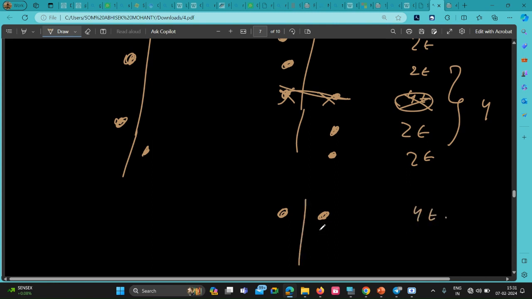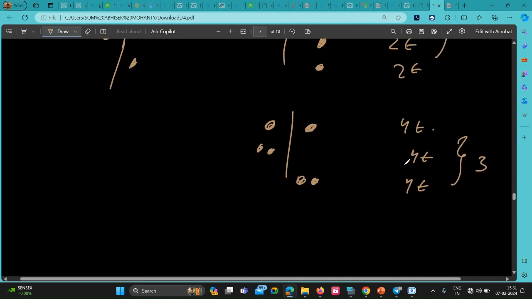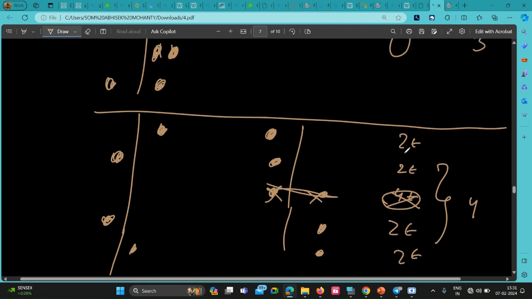What can be another one? Both of them here, 4 epsilon, or both of them. So the degeneracy here is 3. Okay, so this is the arrangement.